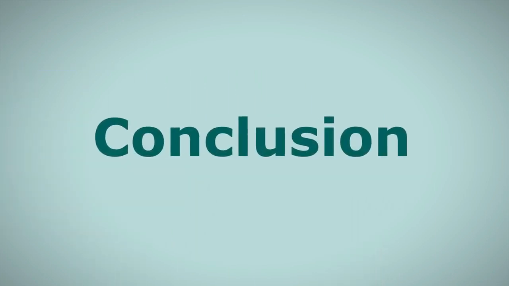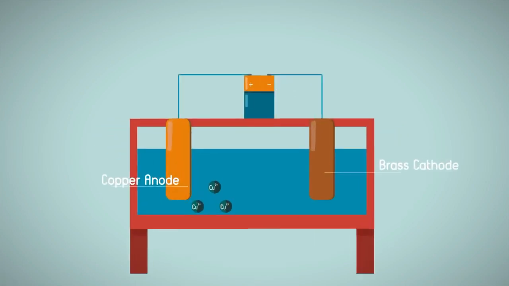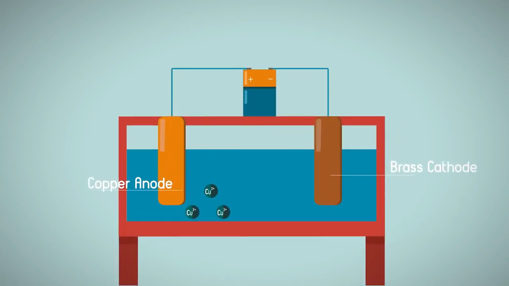So in conclusion, from this video, you should understand how electroplating works using electrolysis. When the current flows, the positive ions in the electrolyte solution move towards the negative cathode where they gain electrons, which is reduction. And this is what causes the plating to occur.